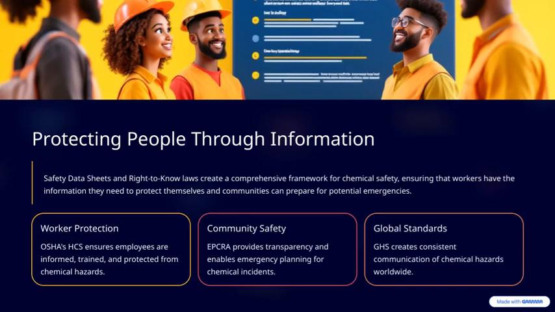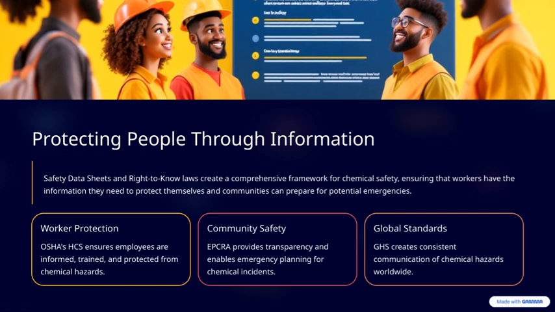GHS creates a consistent way to communicate chemical hazards across the globe. This means that no matter where you are, the information about chemical risks is clear and standardized, helping everyone understand the dangers. When we look at global standards like EPCRA, they play a crucial role in providing transparency about chemical incidents. This transparency enables communities and emergency responders to plan effectively and respond quickly in case of accidents or spills.